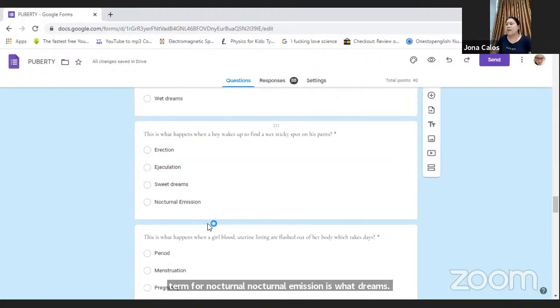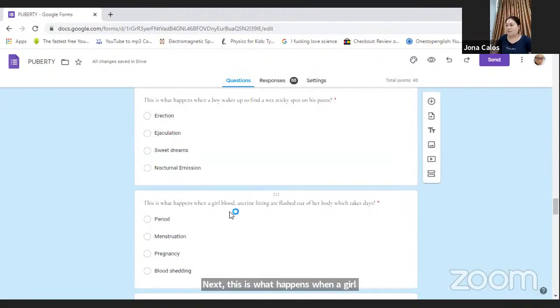Next, this is what happens when the girl releases blood and the uterine lining is flushed out of the body. So this is what happens again when the unfertilized egg and some of the uterus lining are dislodged or go out of the body, and it's bloody. And that is called a period or menstruation. So the answer is either period or menstruation. Two possible answers.